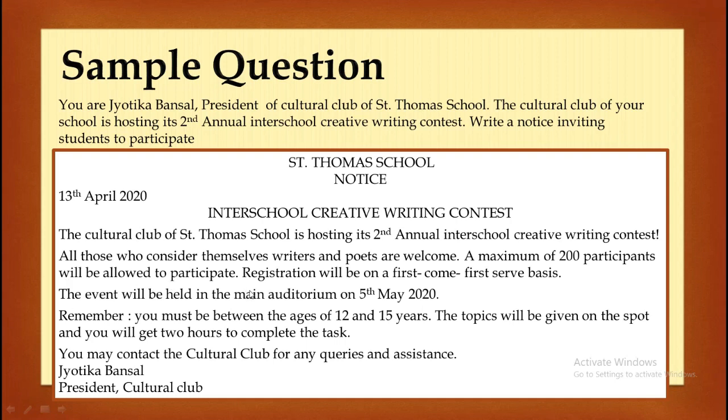Next, the event will be held in the main auditorium on 5th May 2020. So you are telling them the event date, that on this day the event will be conducted. Now some specific details are given to you. For example, you must be between the age of 12 and 15 years. So an age limit is there. Therefore, these kinds of information are important, which are the extra information apart from what is going to happen, when it is going to happen, and where it is going to happen. Apart from this what, when, and where, you will also mention some other necessary details.